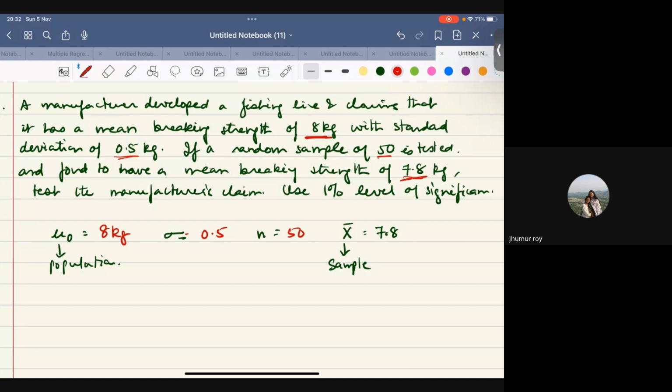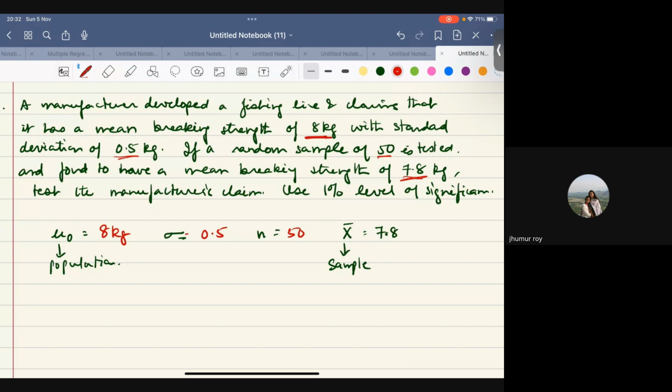Out of that, you have taken 50. So sample size is 50. And of this 50, the mean that you found is 7.8. So it is the sample mean. Is everybody clear on this? This is very important. Okay.